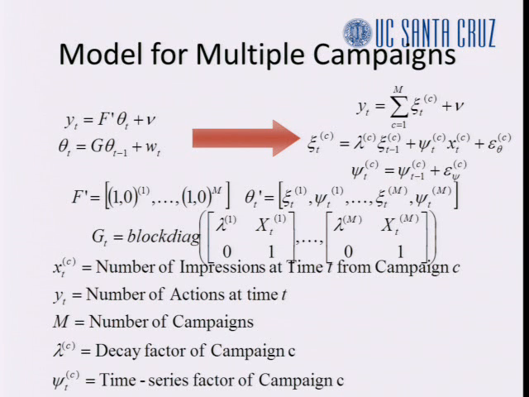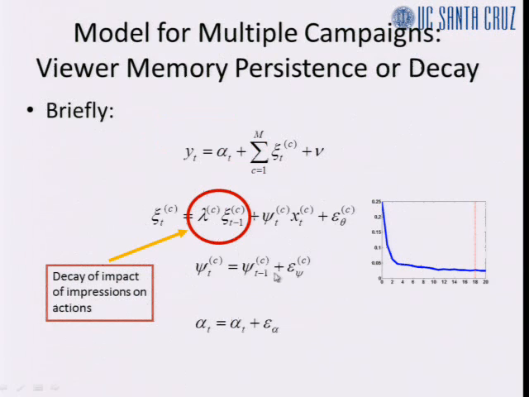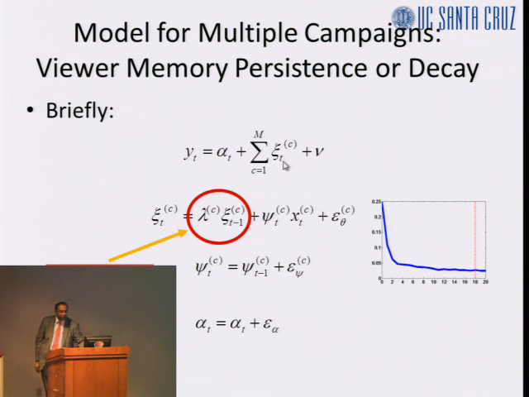Okay. So all we now need to do is this model correct? Can I estimate these parameters lambda and C? Let me spell it out for you. When I have multiple channels, multiple campaigns, I'm first looking at viewer memory persistence or decay, right? So here, yt is the number of purchases, which is equal to alpha t, which I'll tell you in a moment, some sort of baseline or time series, which is independent of the impressions or ads somebody was viewing, plus some combination of a bunch of numbers, one for each campaign, plus some noise.